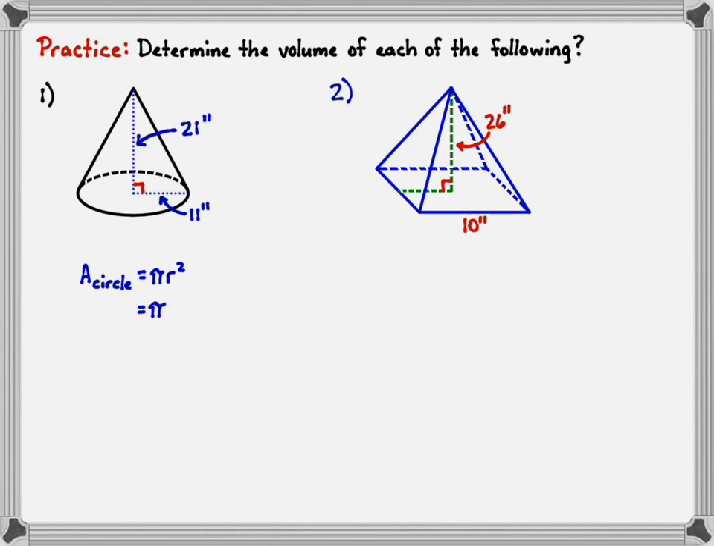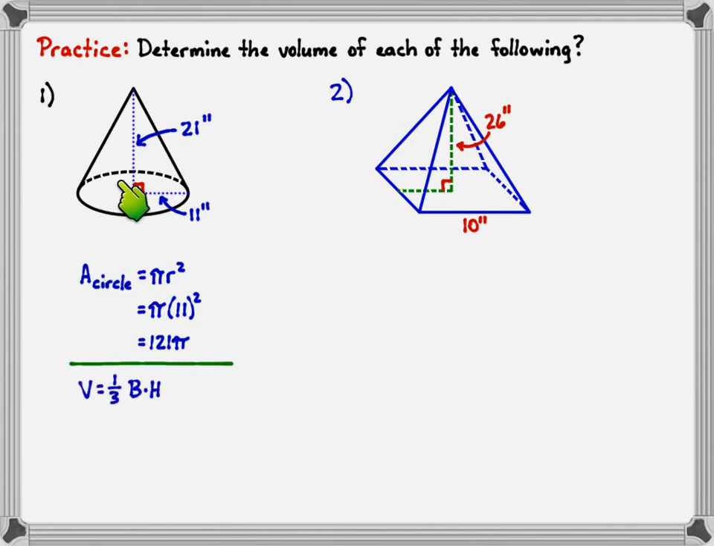In this case, the radius is 11, so we can say pi times 11 squared, which is 121 pi. So what we just found is the area of this circle. Now we need to use the formula for the volume of a cone, which we just wrote down a second ago. The volume of a cone is 1/3 base times height.